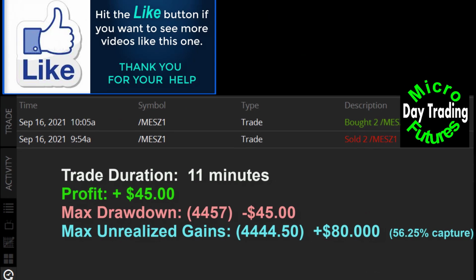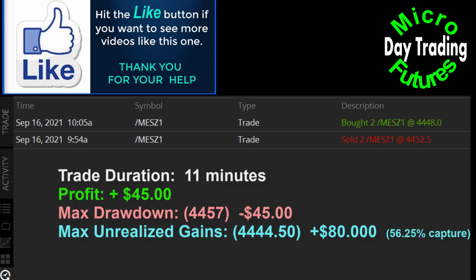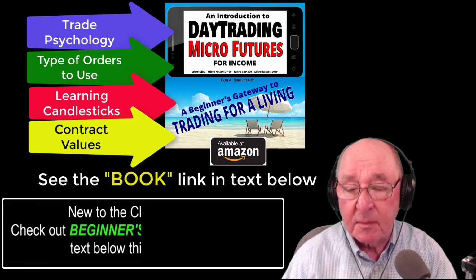Let's count the money. A trade duration, 11 minutes, profit $45. Maximum drawdown was about $45 at one point. The maximum unrealized gains, that was 44.50. So my maximum unrealized gain possibility was $80, and I only got a little over 50% of it, but that's the way the cookie crumbles sometimes. I could have done better, maybe, maybe not. We'll talk about the book in a minute.